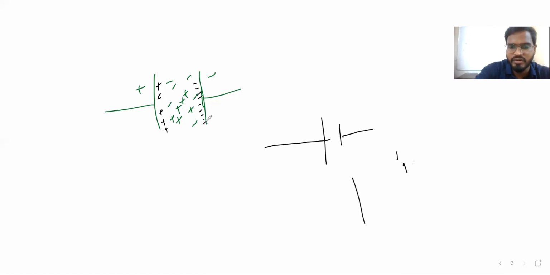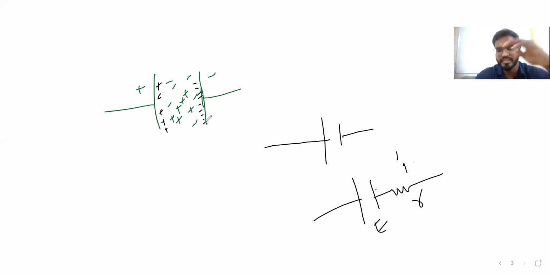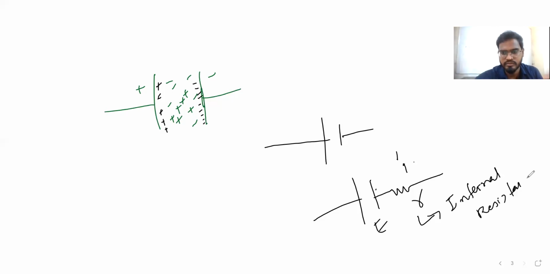In any good book, if you see, they will never show you a battery like this. How will they show you? One cell, with one small resistance here, and they will write the EMF of the cell. Hope you got it. It means we should consider the internal resistance, right? This resistance is known as internal resistance. So we should consider that internal resistance, right?